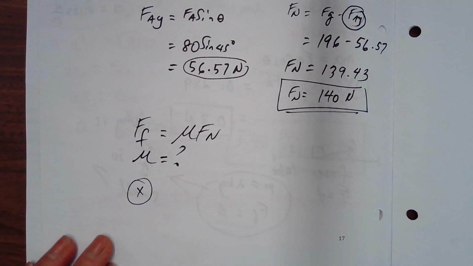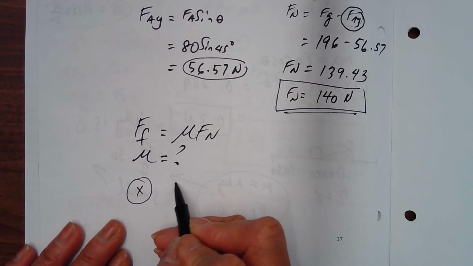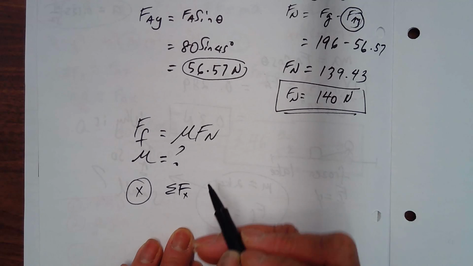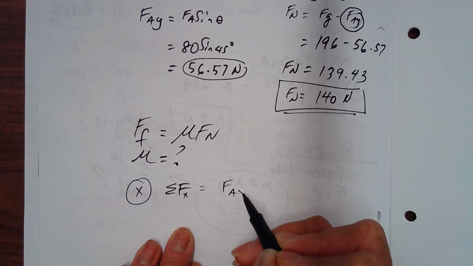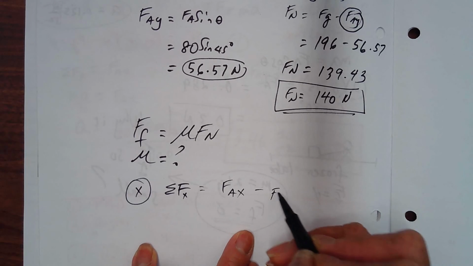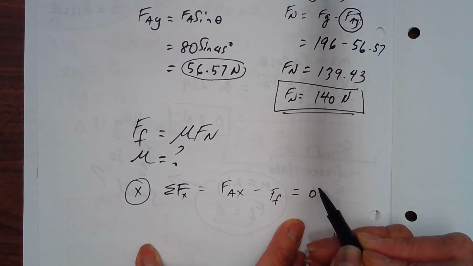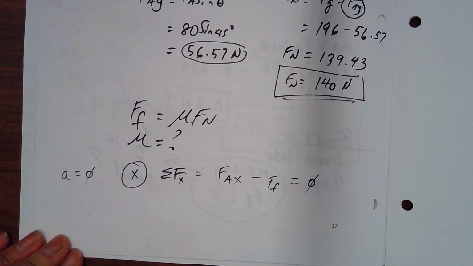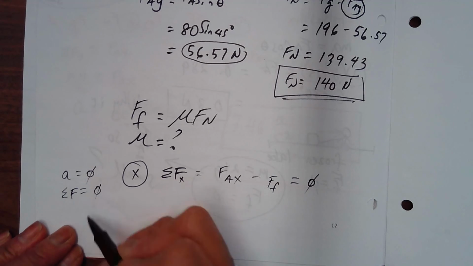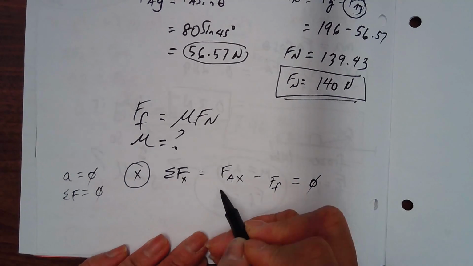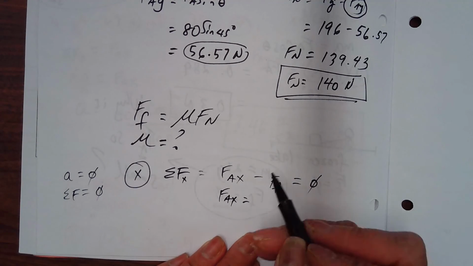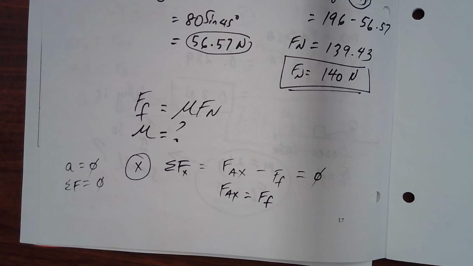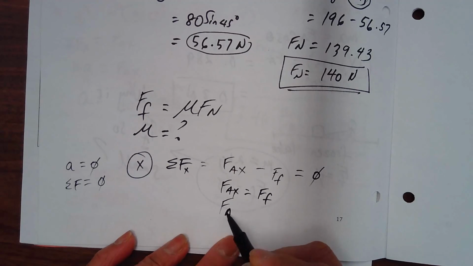So let's start by putting the net force equation down for the x. So what are the net forces on the x? Fax minus frictional force. Why would I put 0 right here? Acceleration is 0, that's what we were told, so net force is 0 as well. So that means Fax is equal to frictional force. Now remember, we can't use the mu F of n here, so we have to go with the Fax being Fa cos theta.